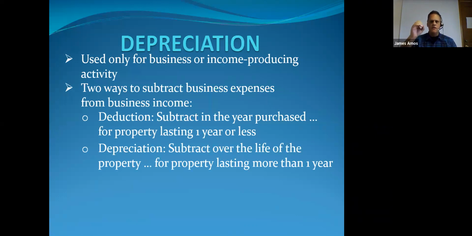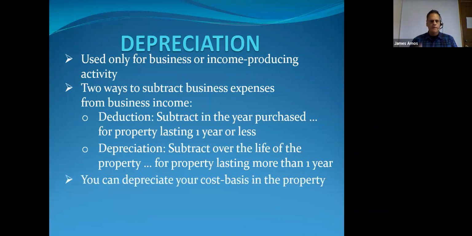You deduct in the year that you buy it, and that's for property that lasts 1 year or less. Or you depreciate it over the life of that property. In other words, how long do you expect that property to last? Deduction or depreciation. I keep hitting that because when it comes down to a business, that's the only way you expense things: through a deduction for property that lasts 1 year or less, or you depreciate it over a certain number of years for property that will last more than 1 year.